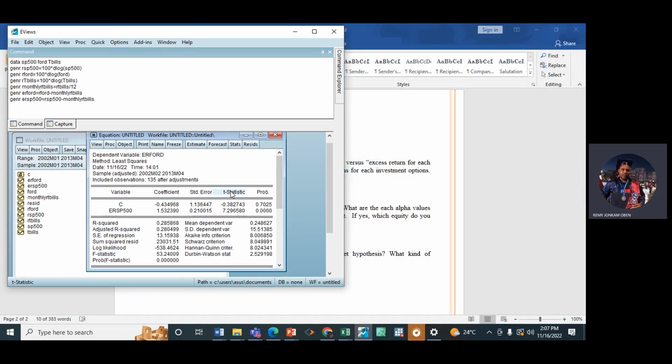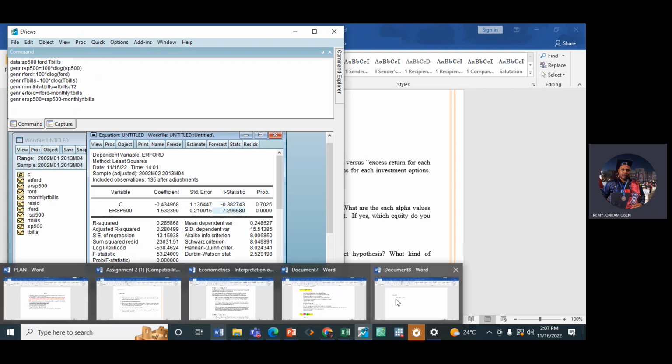We have been checking the T statistic throughout. Now we should check the F statistic. Actually, the T statistic is used to check the statistical significance of your individual variables. For instance, we want to check if this coefficient is significant.